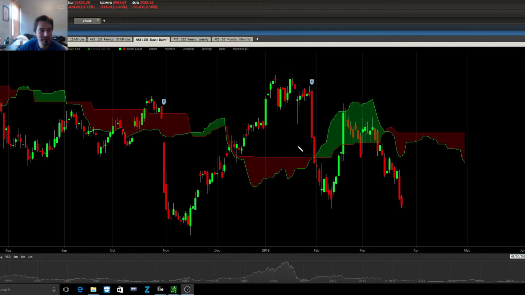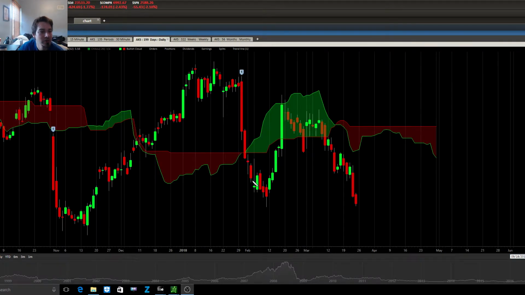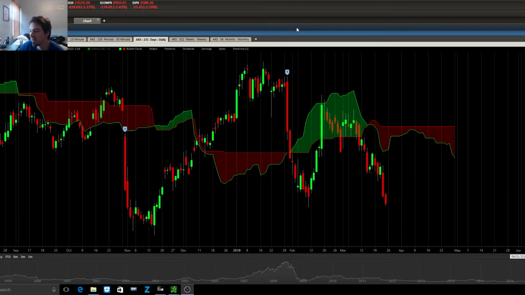So with that being said, if the price action is above the cloud, it is bullish. If the price action is in the cloud, it is neutral. If it's below the cloud, the trend is considered bearish. So if the price is above the cloud, it is bullish. If it's in the cloud, it's neutral. If it's below, it's considered bearish.